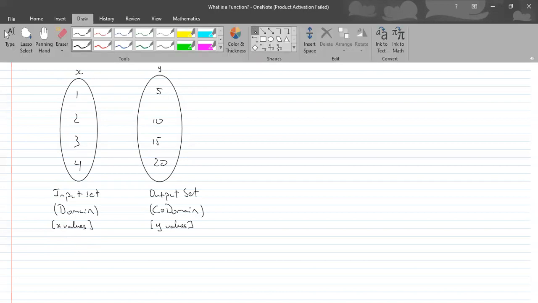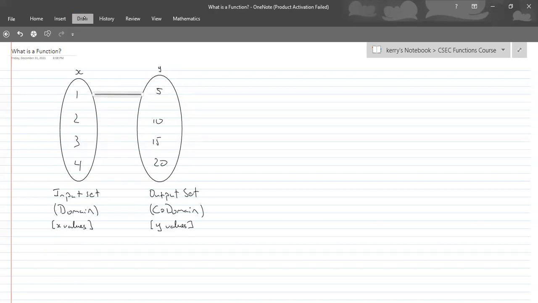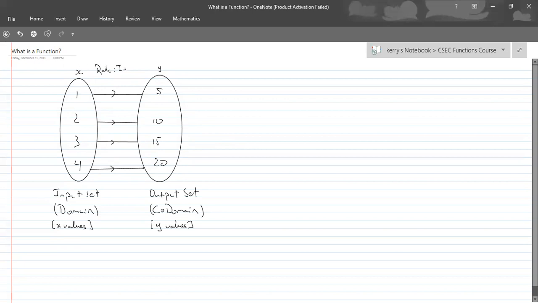Now, if we look at each one of these: 1 to 5, 2 to 10, 3 to 15, and 4 to 20. We try to see if there's a relationship between each input and its corresponding output. If you look, you can see a relationship. For each input value, to get the related output value, we just multiply by 5. 1 by 5 is 5, 2 by 5 is 10, 3 by 5 is 15, 4 by 5 is 20. So the general rule to get from the input set to the output set is to multiply each input value by 5.